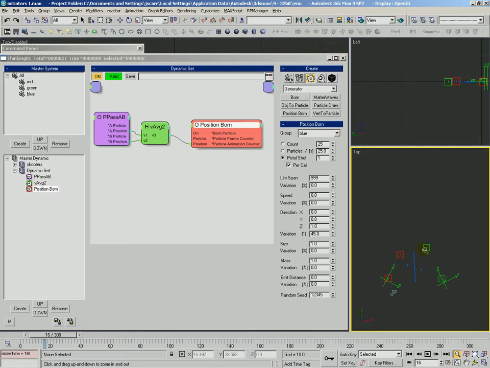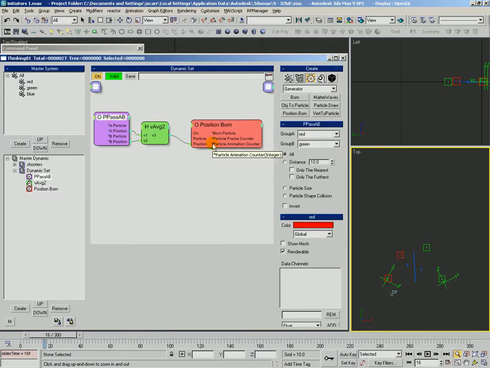Okay, suddenly we have two red, two green. Now what's going to happen is we've got a situation where we're set to all. So this red here, who's born first, is going to do a comparison with this green and create a blue particle there. And then this red particle is going to do a comparison with this green particle, and it's going to born a particle here.